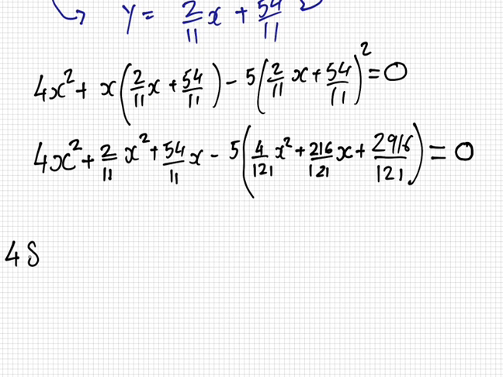All right, now. Multiplying everything by 121. So, that would be 484x squared plus 22x squared plus 540 plus 594. I'll just wait. The problem? It should be minus 2 over 11 and minus 54 over 11. Where? Here? Yeah. Go up.